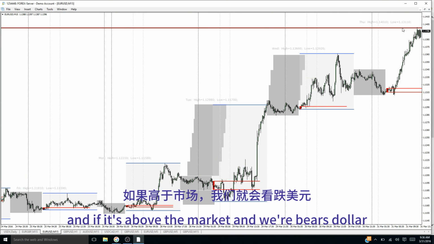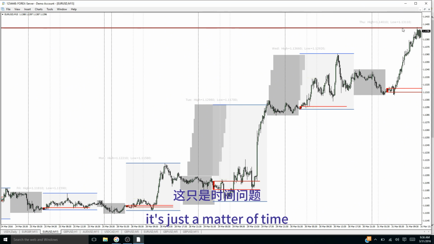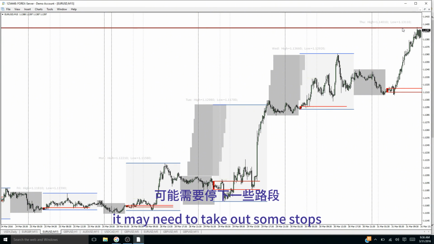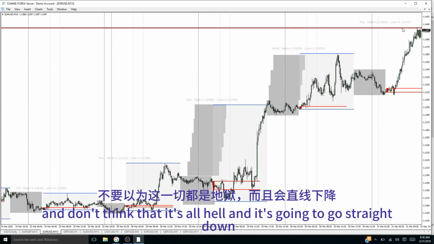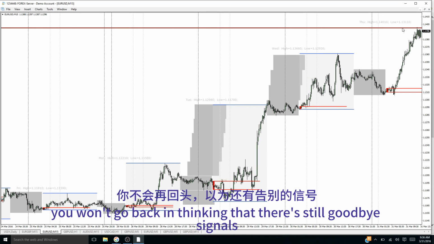And if it's above the market and we're bearish dollar, that's a loaded deal. It's just a matter of time how long it's going to be before it starts going up. It may need to take out some stops. It may need to go down below the market first. And don't think that it's all hell and it's going to go straight down and it's over. Because if you think that way, you won't go back in thinking that there's still good buy signals.